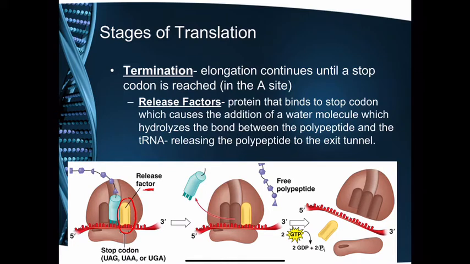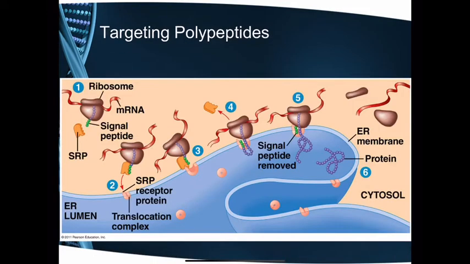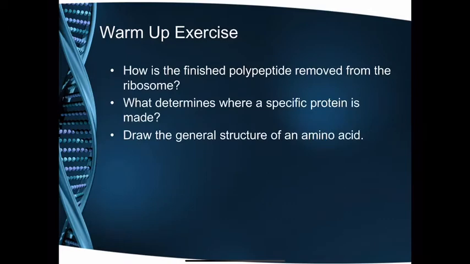And so that release factor is going to cause the hydrolysis of the polypeptide strand to free the polypeptide strand. It'll exit through the exit tunnel, which is what you see here, and then this translation initiation complex will disassemble, and the peptide will be released to go on to its destination, essentially. So it's removed by the release factor that is synthesized with the stop codon, essentially.